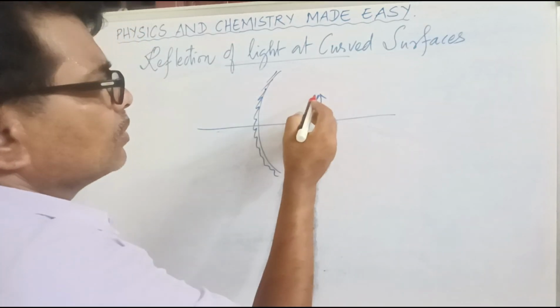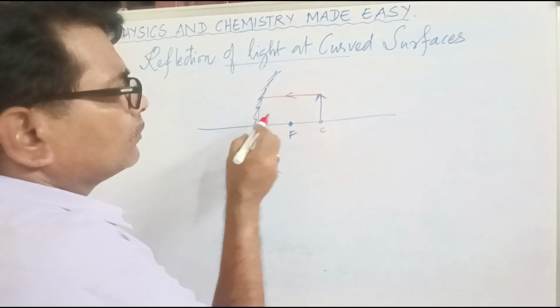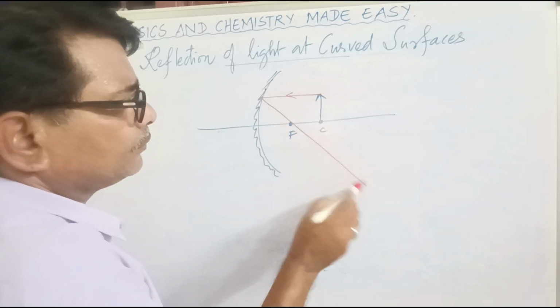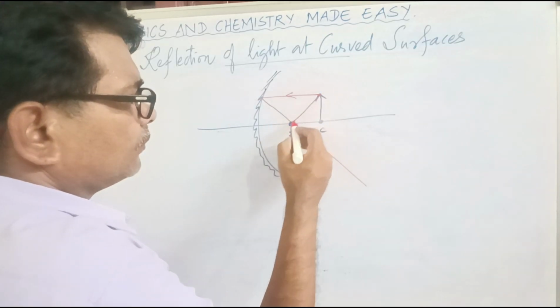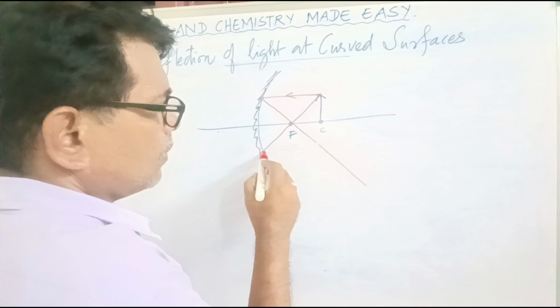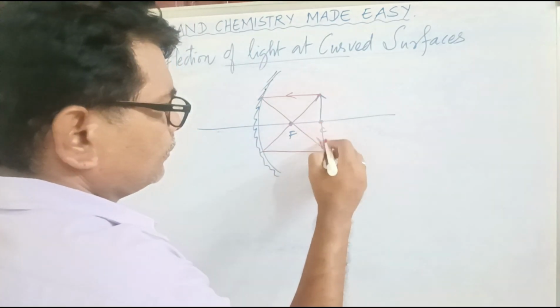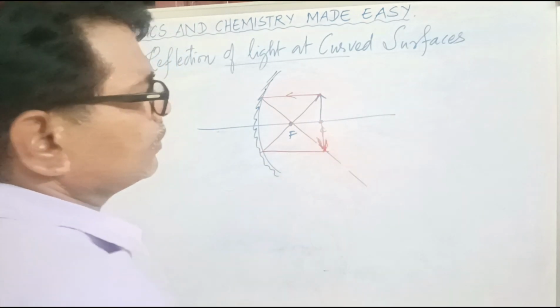Now, what are the things? First rule, parallel through focal point. Through focal point goes parallel. So you got it. You got the image.